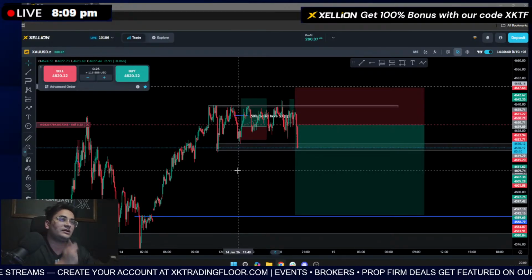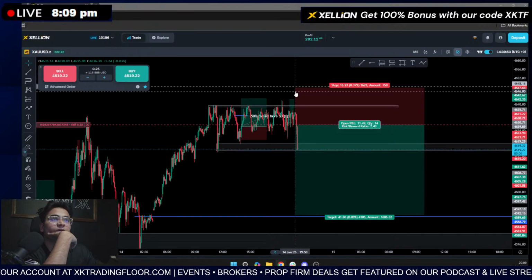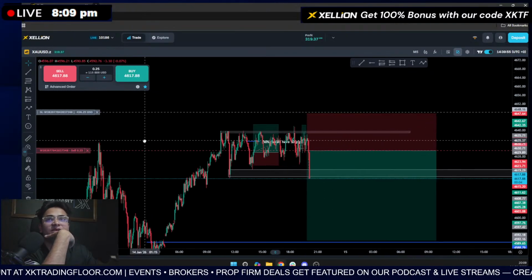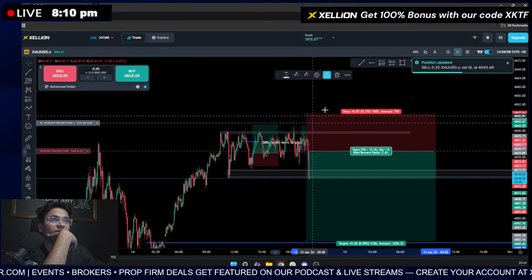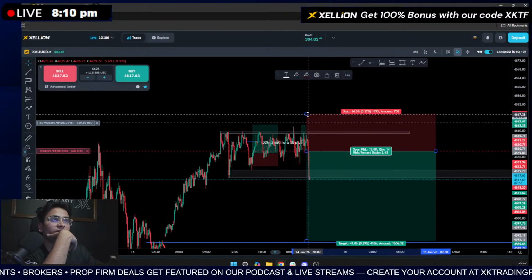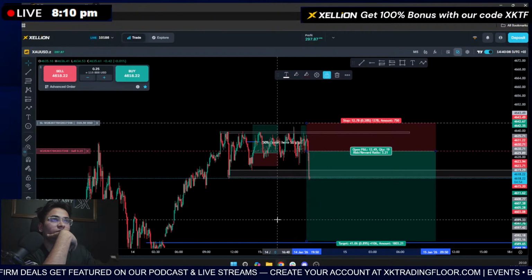Last seconds, guys. Okay, I think we are safe to change the SL now. I'm gonna put my SL exactly above this high here. So let's do that. I'm putting my SL exactly above the high, locking this in.